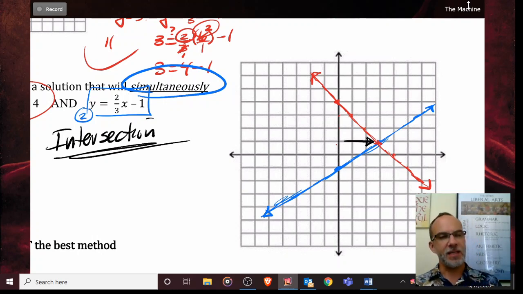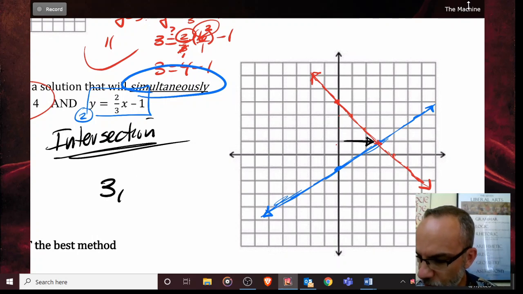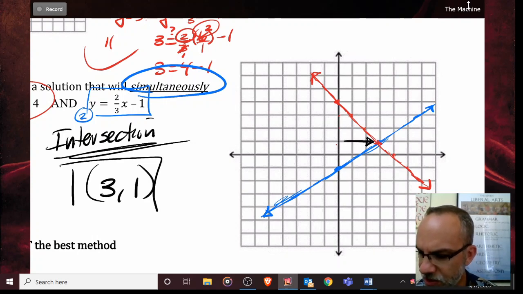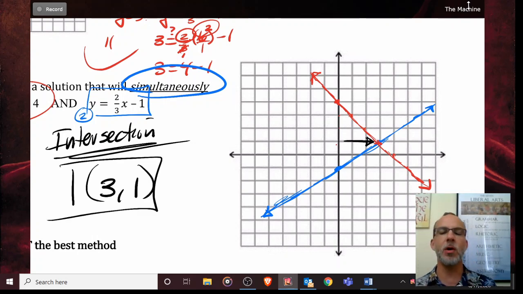So the first technique in solving a system of linear equations is to look for the intersection point by graphing them. So the solution then is (3, 1). Okay? When x is 3, y is 1, it'll satisfy both of them. Nice, huh? Good.